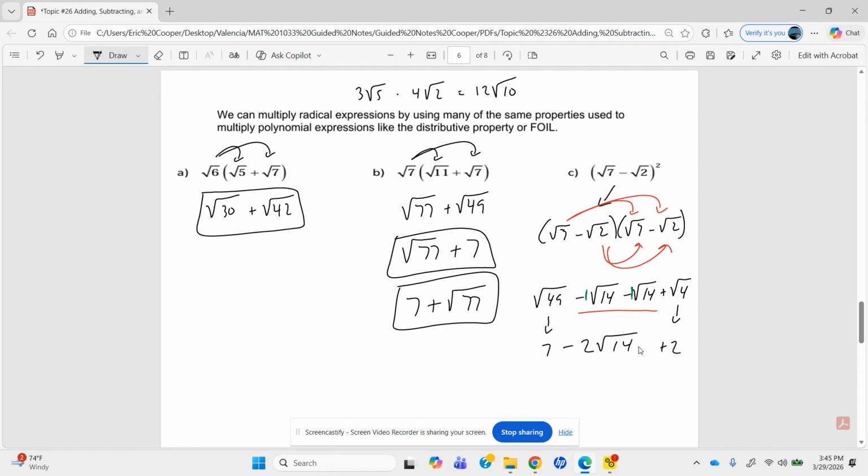This negative 2 square root of 14 won't combine with 2 and 7, but 7 plus 2 can combine to make 9. So this would be 9 minus 2 square root of 14. Again, this doesn't have a radical and this does, so they will not combine, and this is as far as we can go. 14 we know won't break down because 14 is simply 7 times 2. So this here would be our final answer.